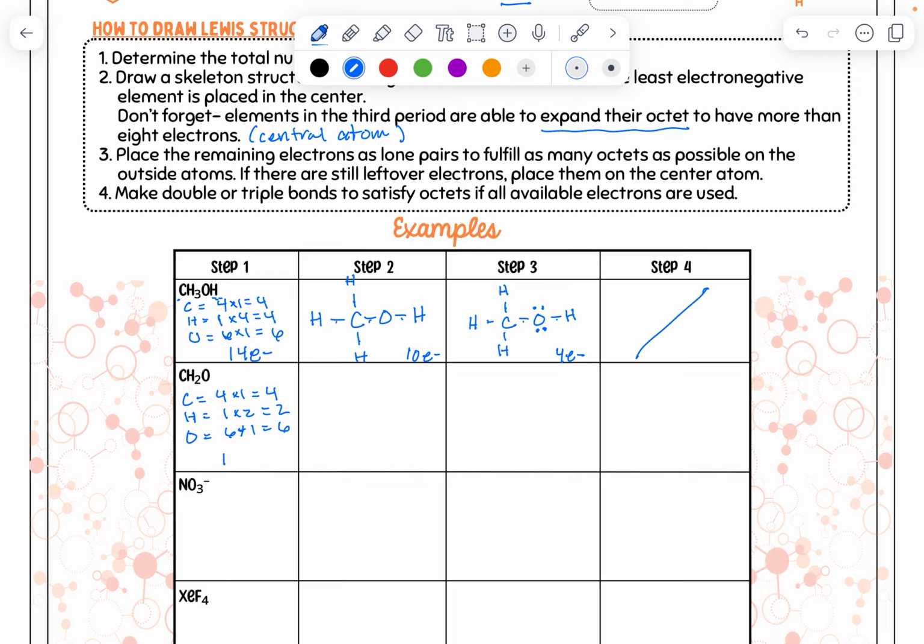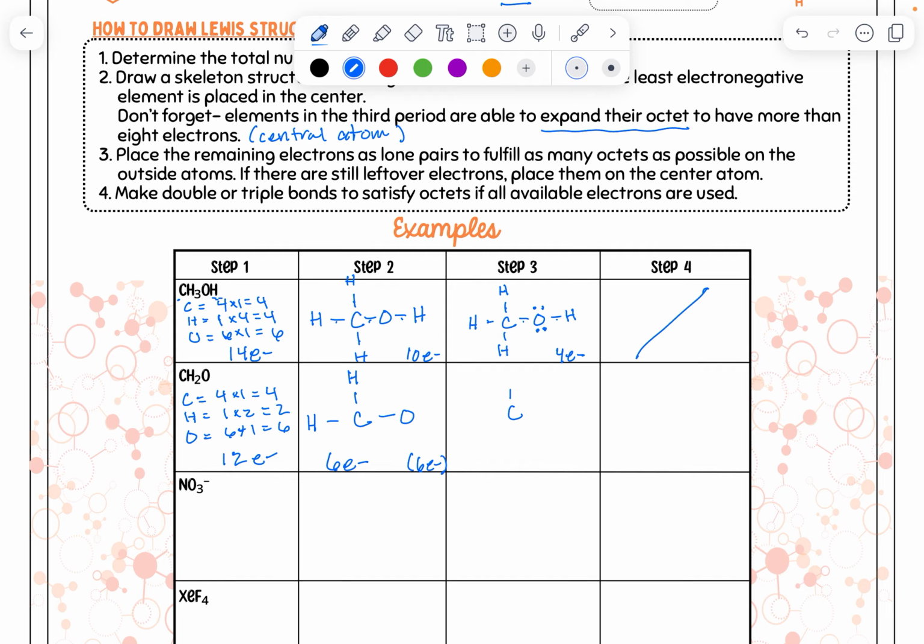And I have 12 electrons on this. So the first thing I'm going to do, again, carbon is my least electronegative, and I'm going to put that in the center. So I have oxygen, hydrogen, and hydrogen. Let's count how many electrons I've used so far. 2, 4, 6. So I've used 6 electrons here, which means I have 6 electrons left over. So I need to use 6 more electrons.